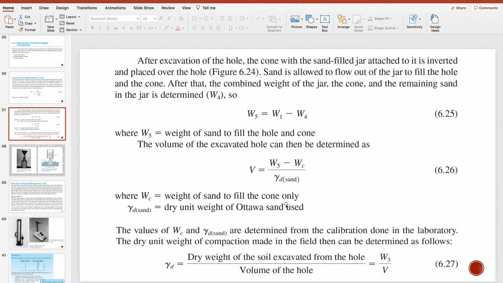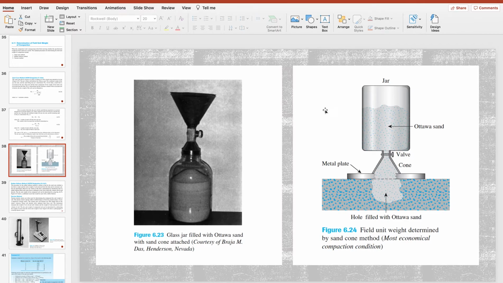Okay? Then, ma-determine na natin yung ating volume. Okay? So, the dry unit weight is equivalent to the dry weight of the soil excavated, okay, which makukuha naman natin divided by the volume. So if this is your apparatus, nasa loob niyan is the Ottawa sand, then yung mag-fill na Ottawa sand dito, ito yung gagamitin natin to determine the volume of the excavated soil. Okay? Mamaya makikita natin yan sa example.